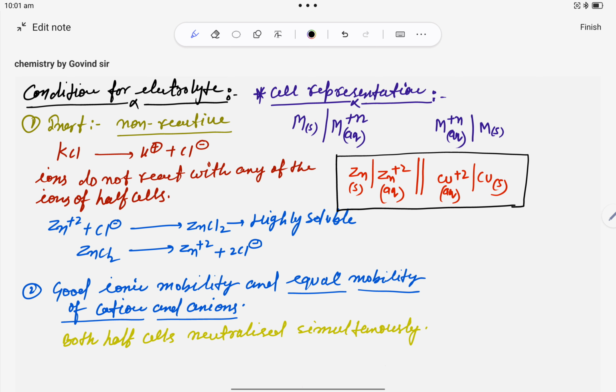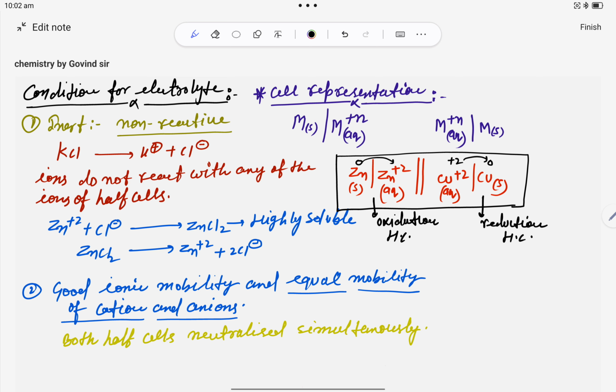You can check here, oxidation number 0, here plus 2. So it is the oxidation half cell. Here plus 2, here 0, reduction half cell. Oxidation number increases, so oxidation; oxidation number decreases, reduction. So first is the oxidation half cell and this is the reduction half cell.